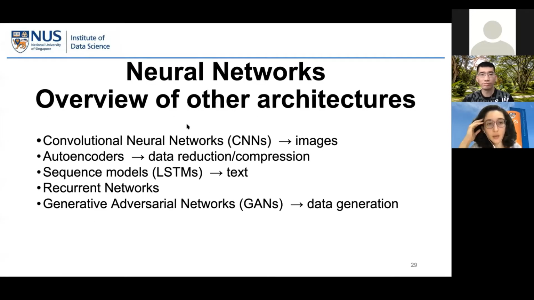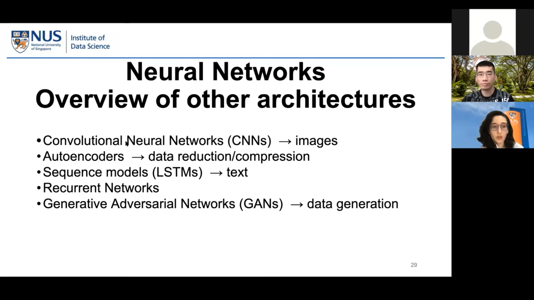Okay, now, neural networks. What we saw was the multi-layer perceptron. I would like to give you an overview of other types of architectures, even though we are not going to implement or study them in this workshop, just so that you are aware that other types of architectures exist. So it's quite a wide range of architectures.